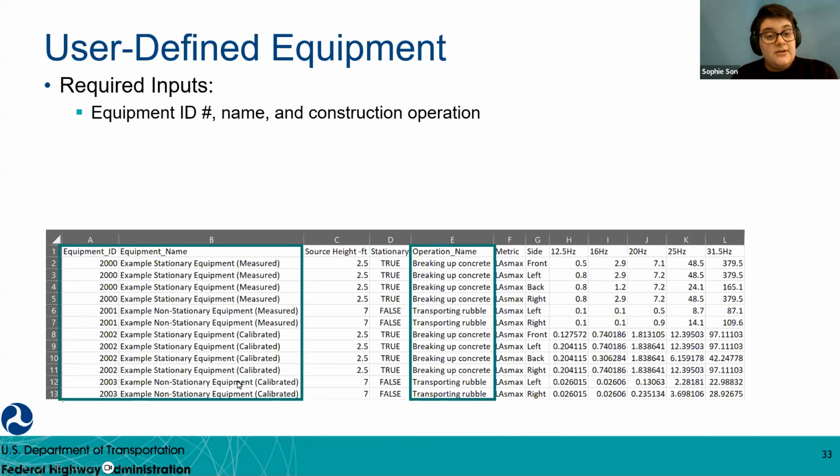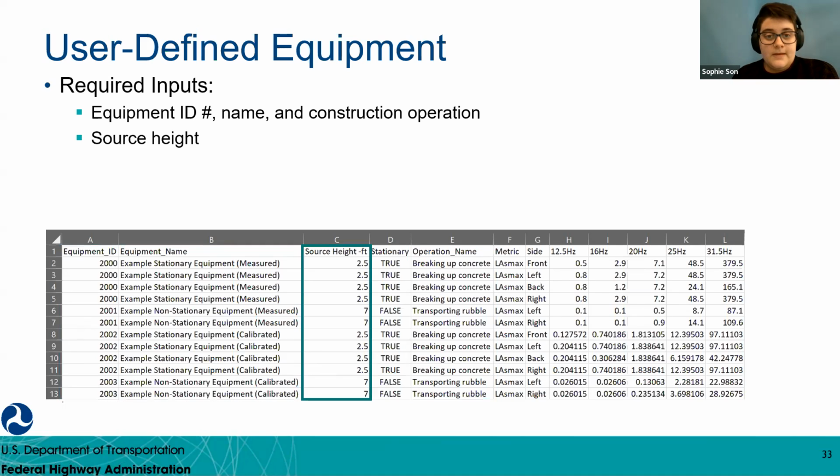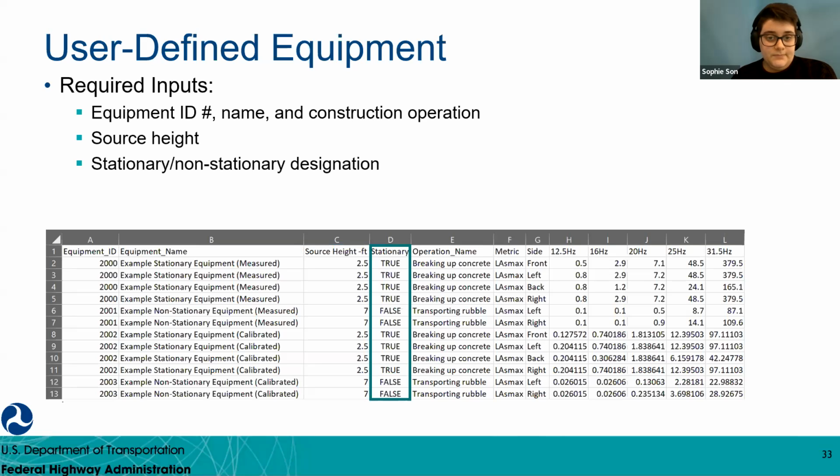This name here is what the equipment object will look like in that drop-down menu in the edit pane of TNM. So make sure that this is clear to you, which object you're referring to, and try not to repeat those as well to avoid any confusion. And again, we have the operation name to contextualize the stationary or non-stationary nature of that equipment. The source height field can be anything you want, but it must be expressed in feet in order to get the proper results out of TNM. And the stationary or non-stationary designation is input via the true-false binary condition in this column here.